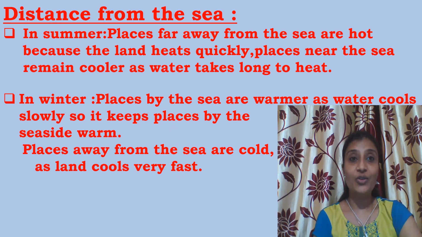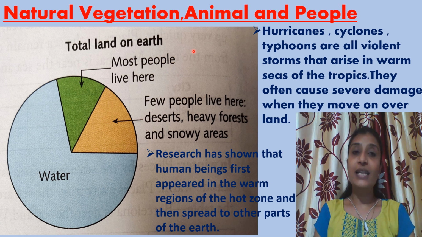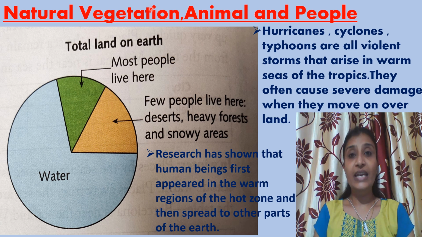Remember this, children, okay? Now children, we will have a look at the natural vegetation, animals and people. The climate of a place affects the kind of plants and animals. Okay? Now how do animals and birds get their food, children? Do they cook food like us? No. They eat grass, bushes or leaves.